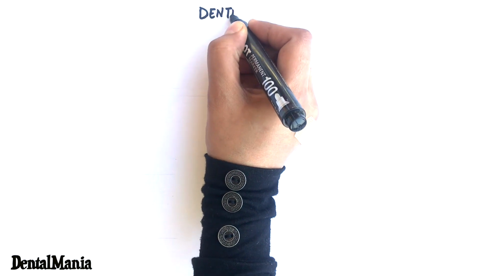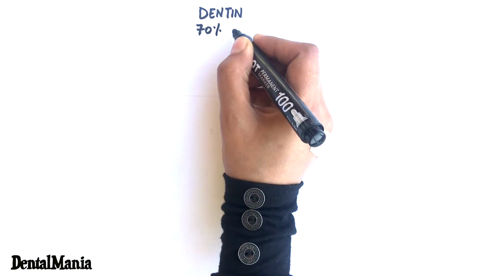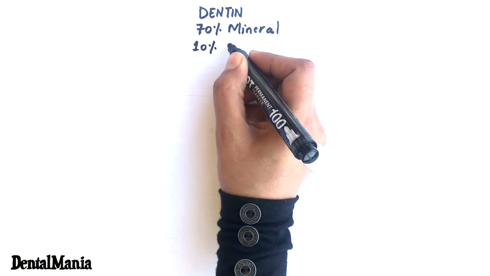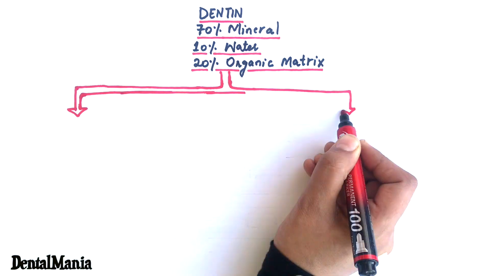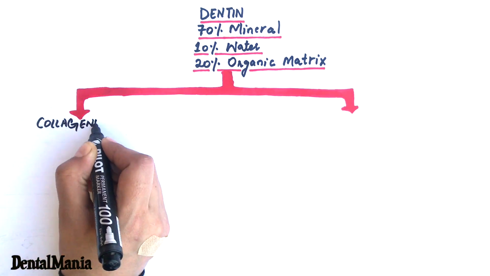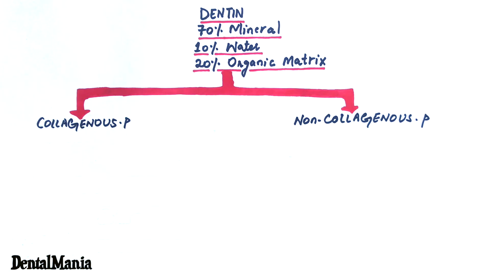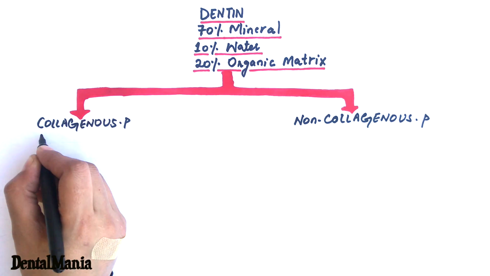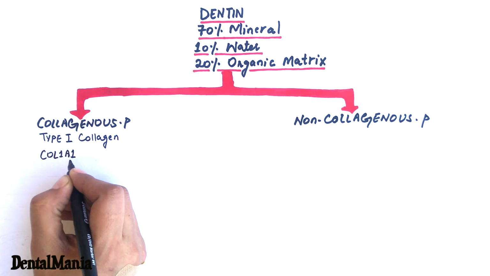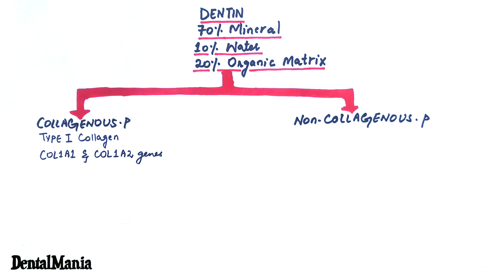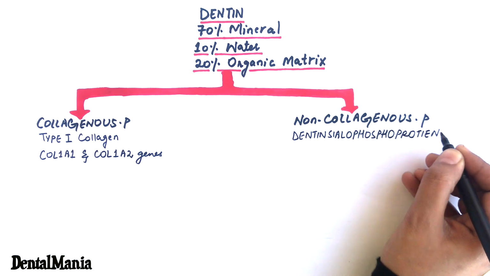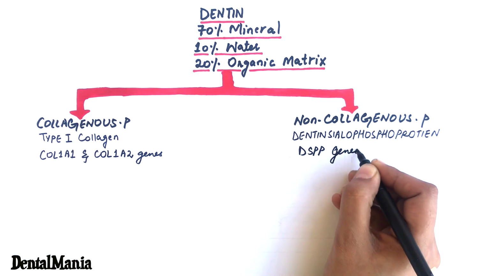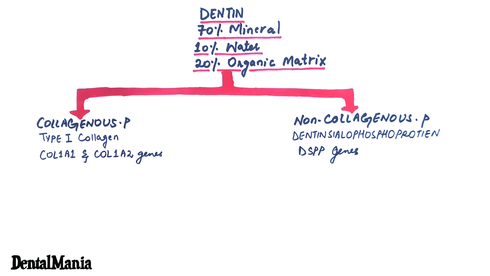As we know, dentin is composed of 70% inorganic materials or minerals, 10% water, and 20% organic material. The organic material is further composed of collagenous and non-collagenous proteins. The collagenous protein is mainly type 1 collagen, and the genes involved in its production are the COL1A1 and COL1A2 genes. The most abundant non-collagenous protein is derived from dentin phosphoproteins, and the gene guiding the formation of these proteins is the DSPP gene, or the dentin phosphoprotein gene.